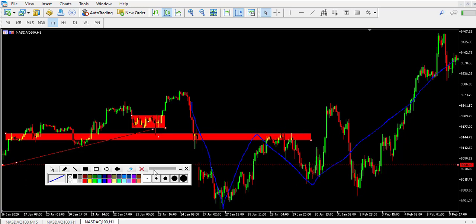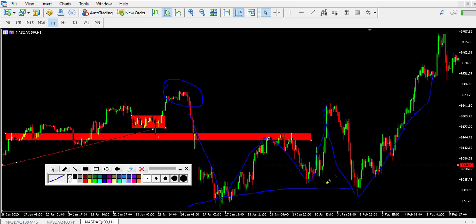This was the first W here, okay, which breached this area. It was still unable to take out this high, okay, and then came crashing down again and took up the momentum. So you can see this is what we call multi-session W formation. Now this is one. You might consider going to 15 minutes, check there as well.